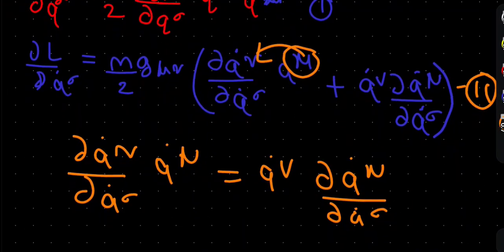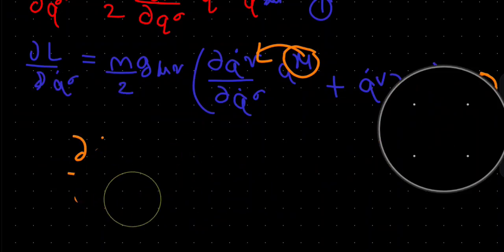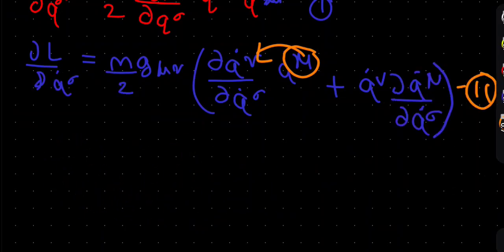This is what I am trying to say, that these are two similar things. Why? Because the only difference is the indices: when you replace nu with mu and mu with nu, you get the same equation. It means these two equations are the same, so these are symmetric equations. So I'm going to add them up and let's see what will happen.